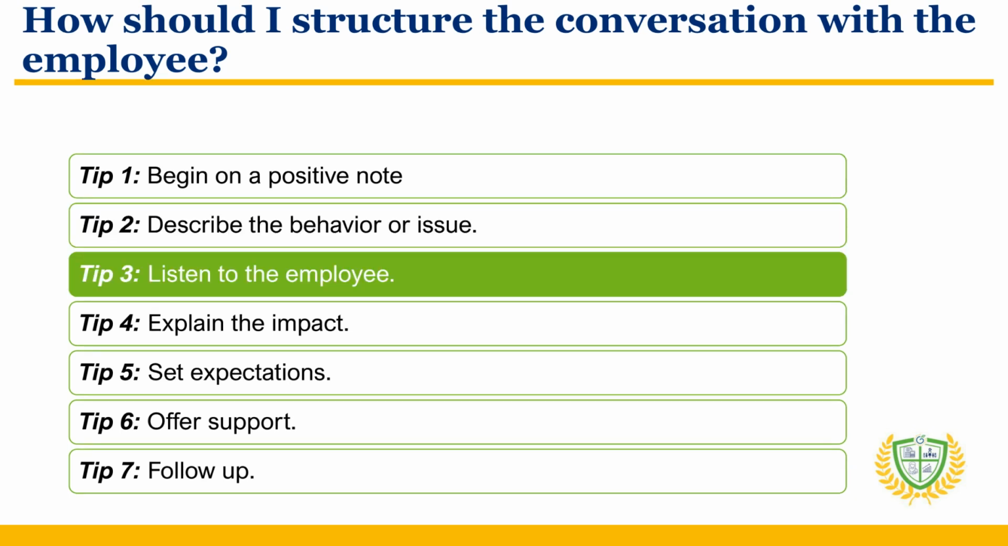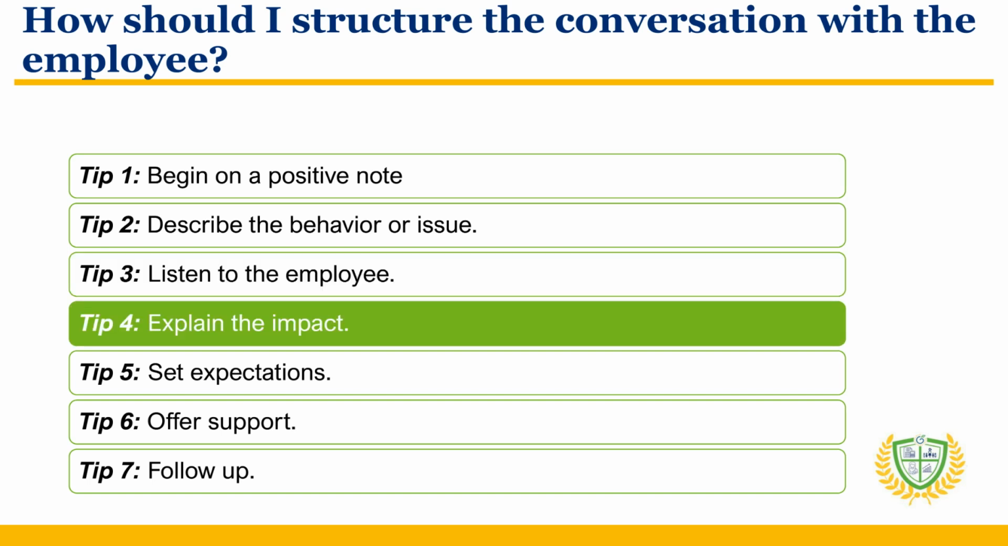Next, listen to the employee. Allow the employee to express their perspective and listen to their concerns. This can help you to understand the root cause of the problem and identify potential solutions. This can be very hard. It is likely you are anxious about the conversation, so you may need to make an extra effort to hear what they are saying. It can help to take notes while they talk to help you focus on their side of the story.